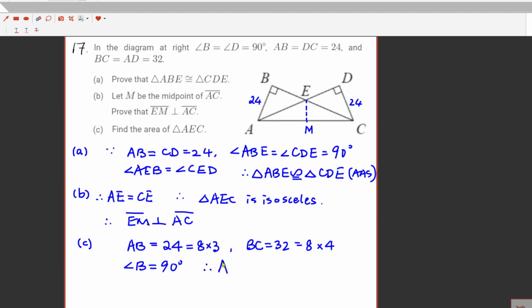Therefore, we know you can immediately calculate AC is actually 8 by 5, right? Of course, you can also use the Pythagorean theorem to find AC. So AC equals 40, and MC equals AC over 2, which is 20, right?